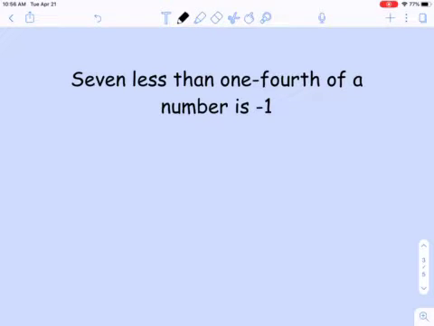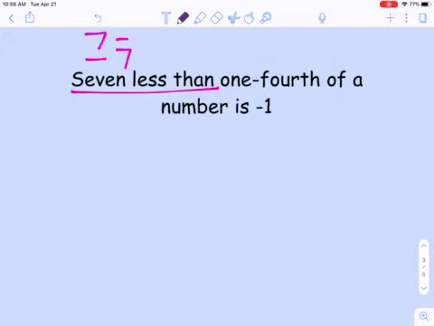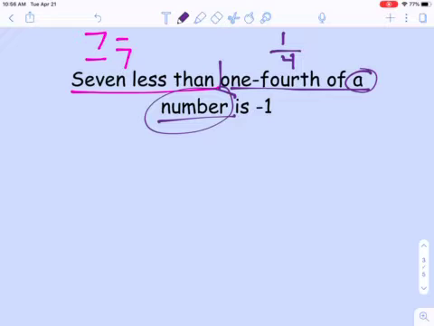So let's highlight what's important on this first of all. So we got 7 less than. So that's going to be one of two things. It's either going to be 7 minus, or it's going to be something minus 7. So it's going to be one of those two. All right, the next thing we have is 1/4 of a number. Well, the 1/4 is going to be 1/4, and then a number is going to be our variable. So we've got that much.